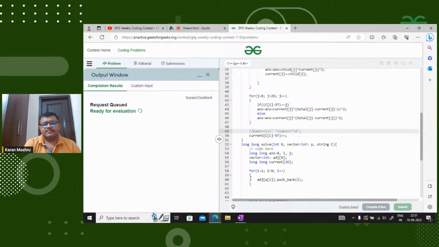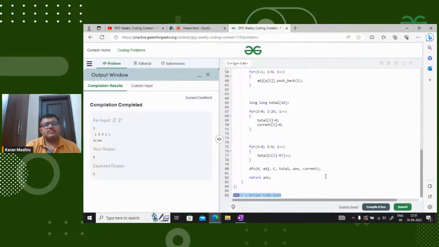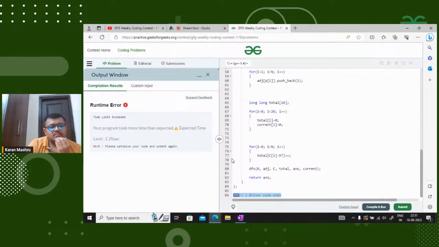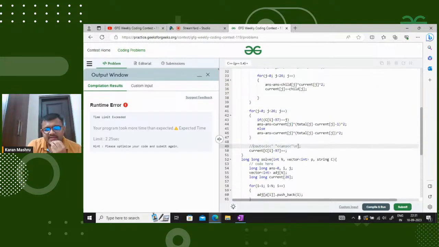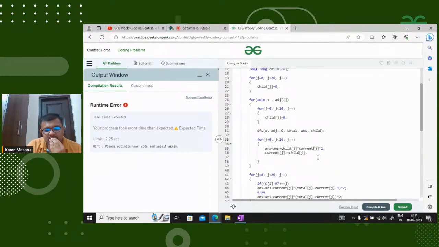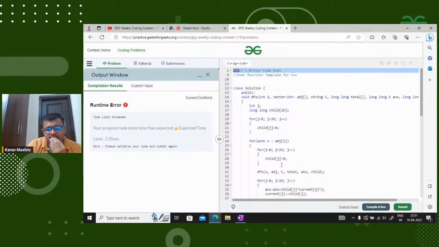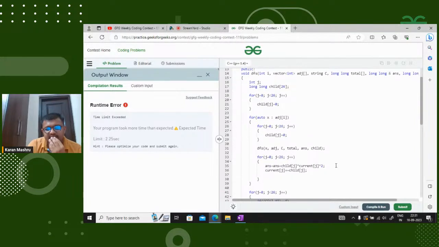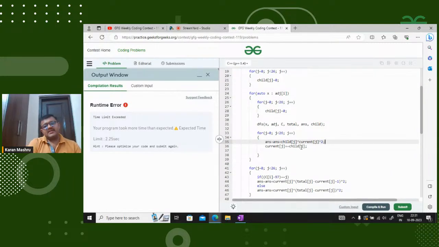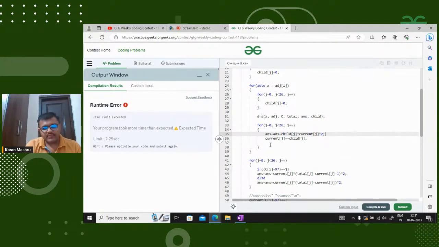Let's submit this, and then let's pass. Oh, it gave time limit exceeded. We are using too many for loops for this child. Okay, so I think the concept is the same, but we are not able to implement it. I hope the concept is clear.